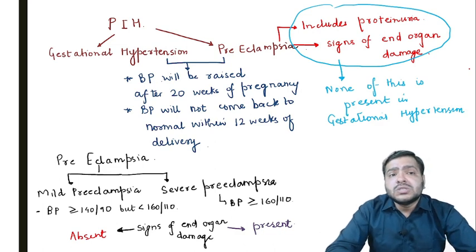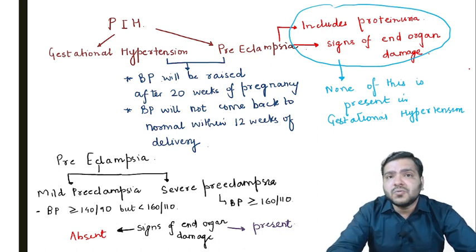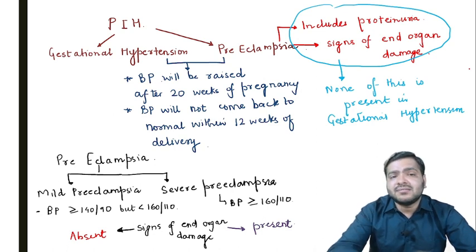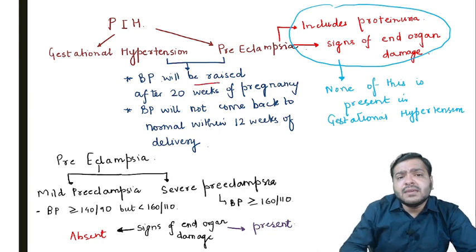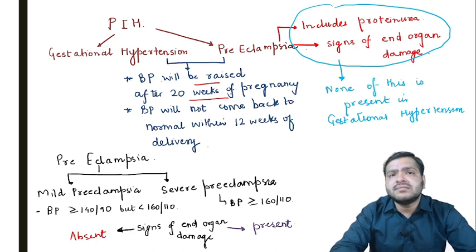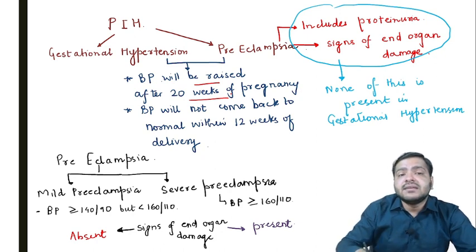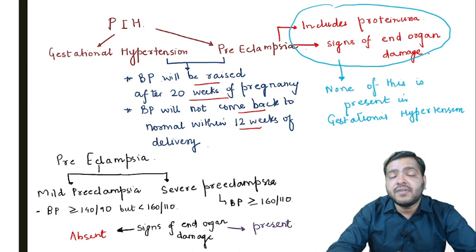Now coming on to the differentiation of pregnancy induced hypertension. See, pregnancy induced hypertension is basically divided into two, that is gestational hypertension and preeclampsia. Both of them share common features. What are they? The BP will be raised after 20 weeks of pregnancy, that I have already discussed in pregnancy induced hypertension. After that, the BP will not come back to normal within 12 weeks of delivery. That I talked about before when I discussed PIH.